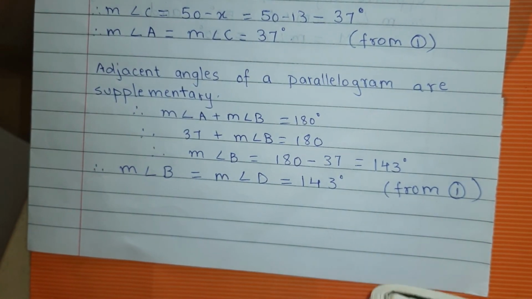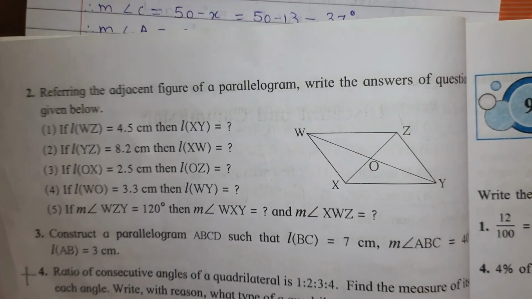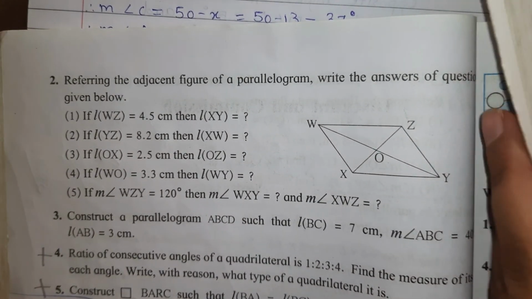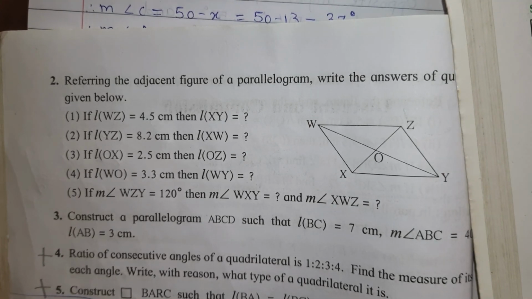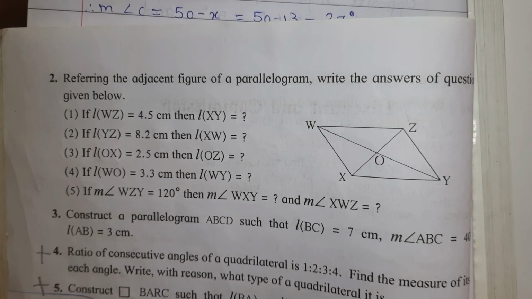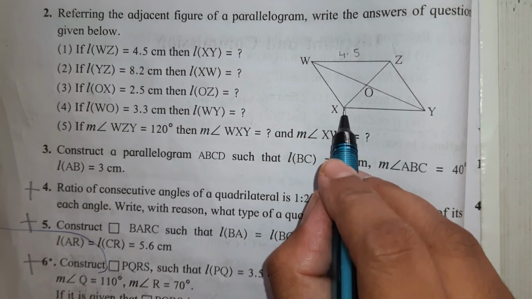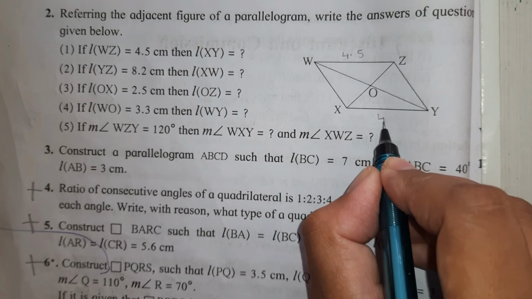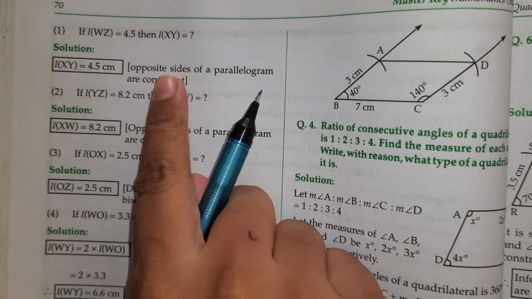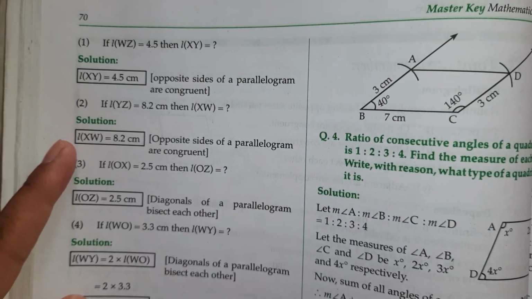Now the second question. Refer to the diagram, answer the questions. Means just now what we have done, it is of the same pattern. Now, first one is, if length WZ is 4.5, then how much is XY? So XY is also 4.5. What is the reason? Opposite sides of a parallelogram are congruent. That's why XY is 4.5.